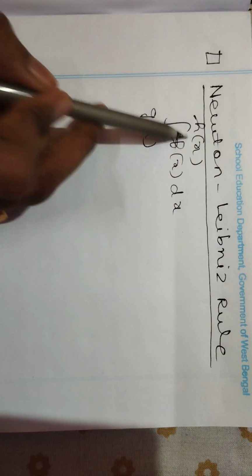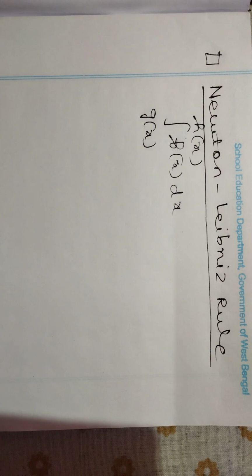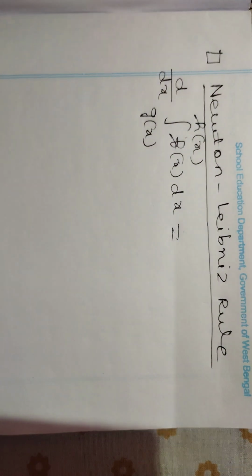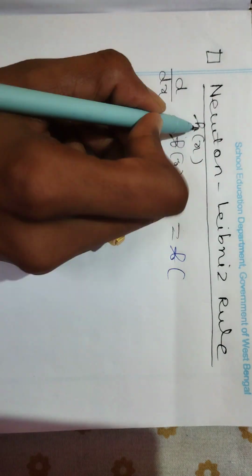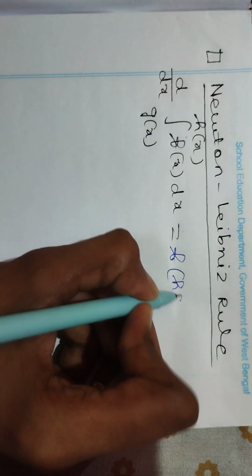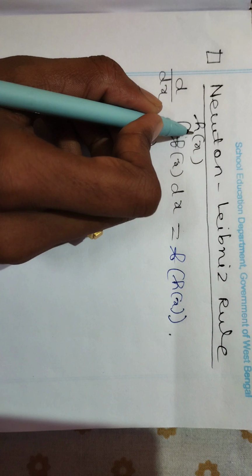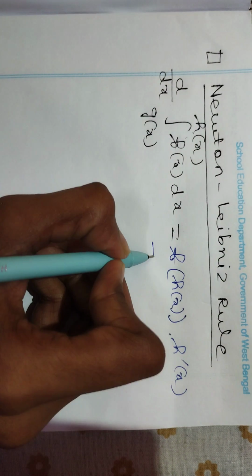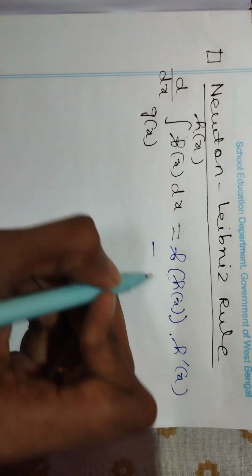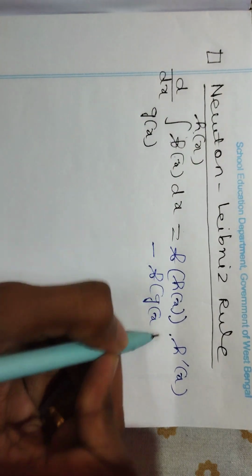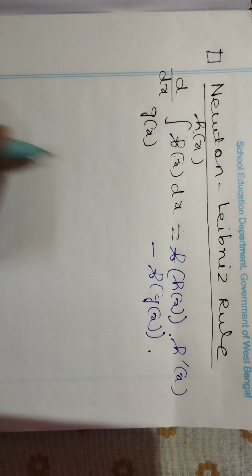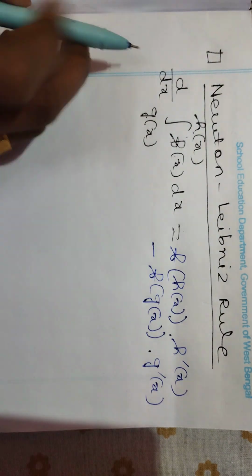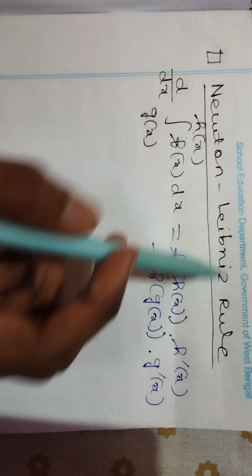So we need to differentiate this integral with respect to the variable. What is the variable? x. So d by dx. That will be equal to f of, put the upper limit over here, that is h of x, and get the derivative of this upper limit, that is h dash of x, minus put the lower limit over here, that is f of g of x, that is composition of function, and the derivative of the lower limit, that is g dash of x. This is the simple rule for Newton-Leibniz.